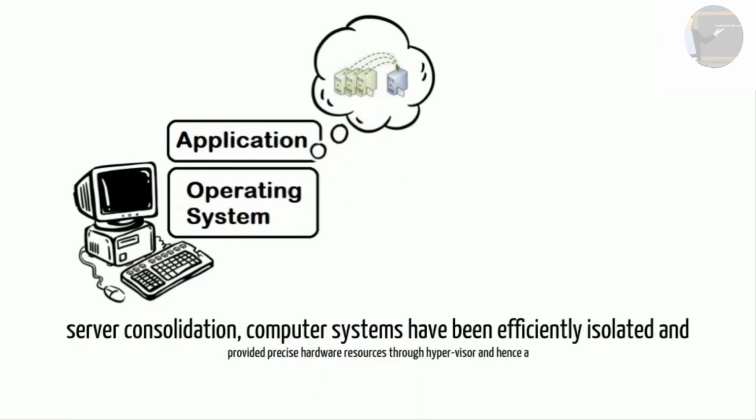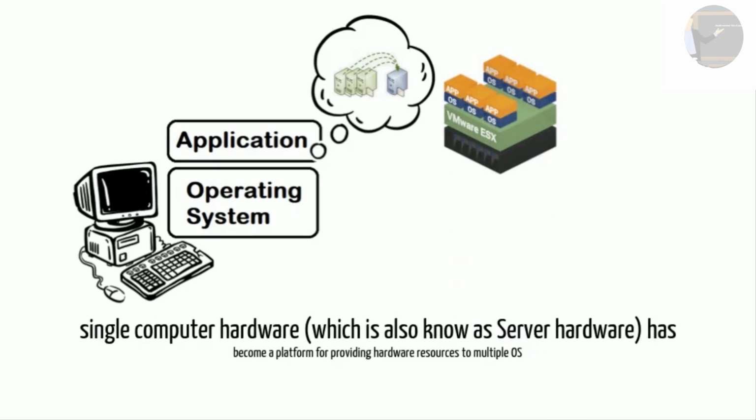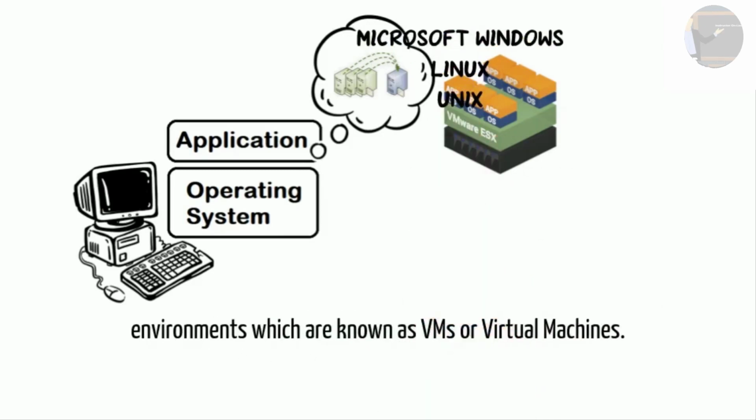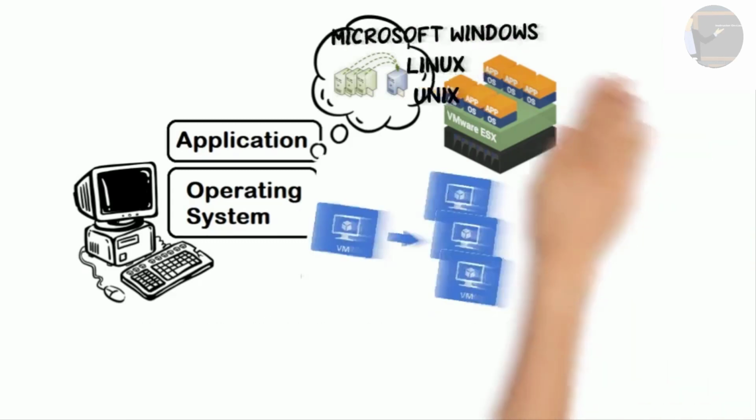With the concept of server consolidation, computer systems have been efficiently isolated and provided precise hardware resources through a hypervisor, and hence a single computer system hardware, which is also known as server hardware, has become a platform for providing hardware resources to multiple OS environments, which are known as VMs or virtual machines.